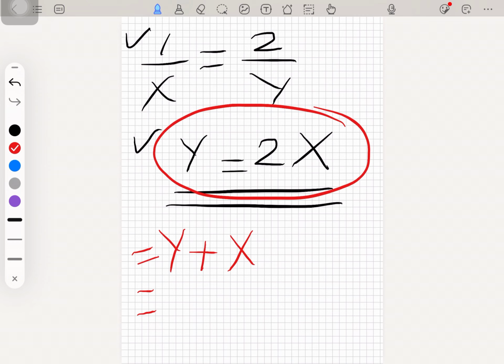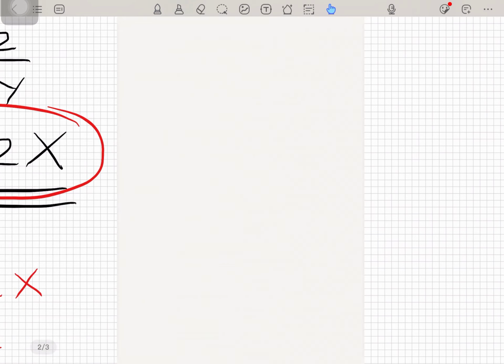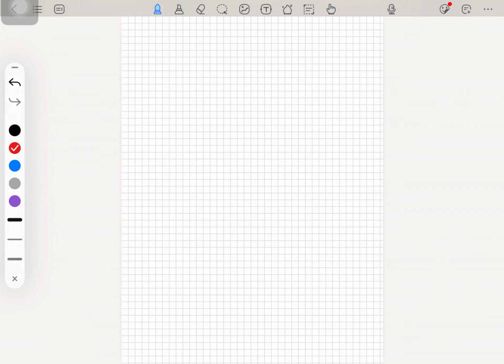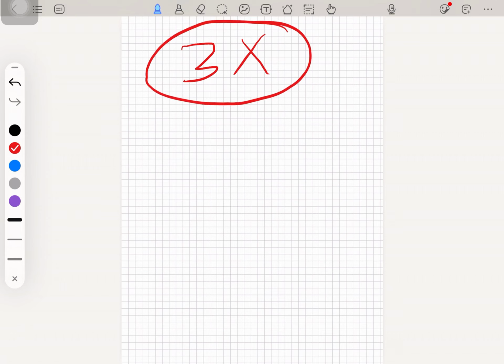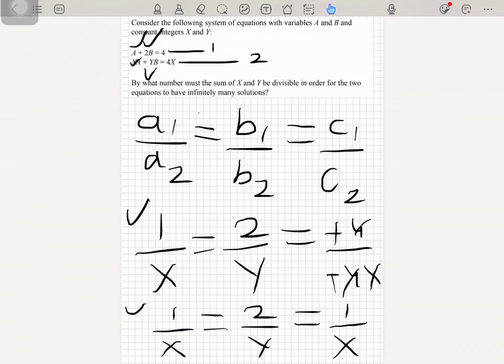Yeah, okay, fine. So y can be replaced as 2x and x as x. So it is equal to 3x. Now, let's think. We have 3x and we need this to be perfectly divided by a particular number. So let's read the question again. By what number must the sum of x and y be divisible in order for the two equations to have infinitely many solutions? So for them to have infinitely many solutions, they have to be coincident lines.